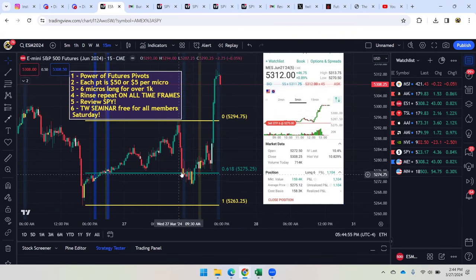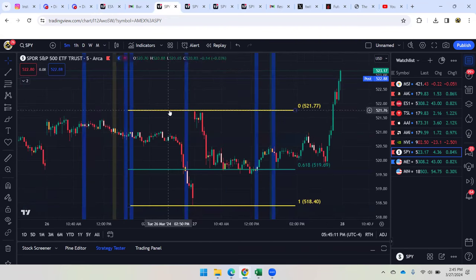And then from there, guys, we had a massive pop. And that's what I love about the Fibonacci because I'm hunting a deal and I'm getting a discount. Each point on a full contract is $50 or $5 on the micro. And I took 6 micros here, guys. So this is perfect for small accounts.